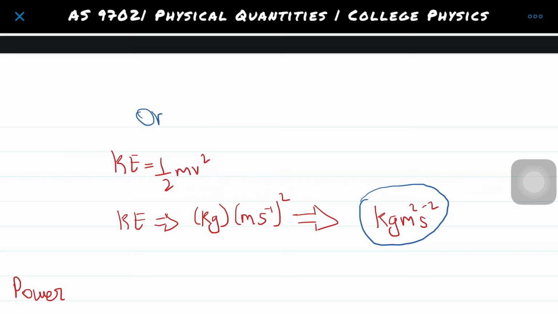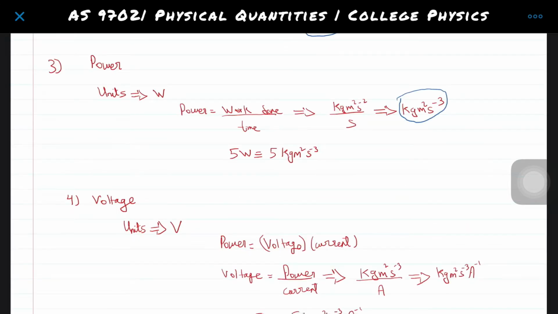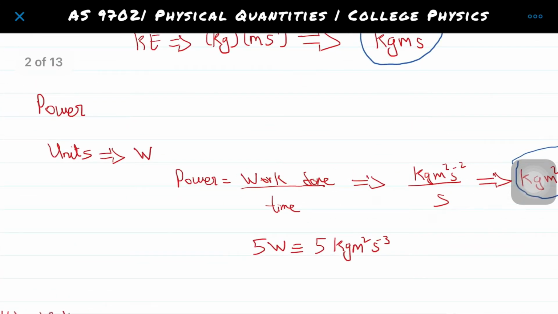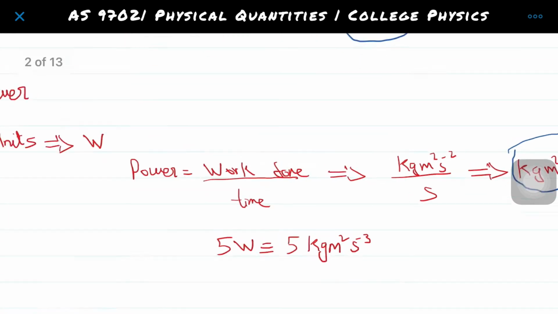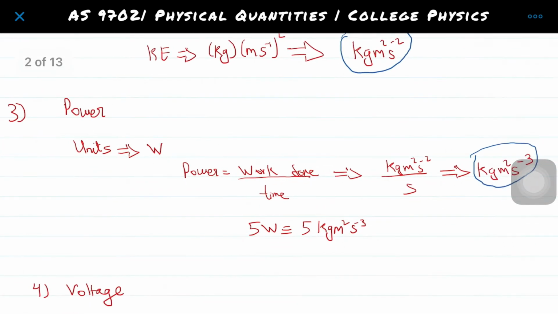Going on to power, from O levels we've learned that power is basically the rate of doing work, right? So the formula is work done upon time, and the unit of power is watt. When finding the base units of power, we use the same formula, work done upon time. Earlier we derived the unit for work done, which was kg m² s^-2, and we divide by time, which is seconds. So we find the base units for power, which are kg m² s^-3. So from this we know that 5 watts would be equal to 5 kg m² s^-3.